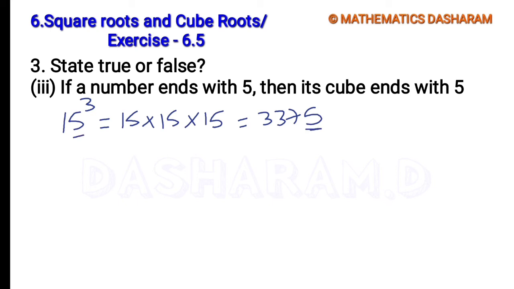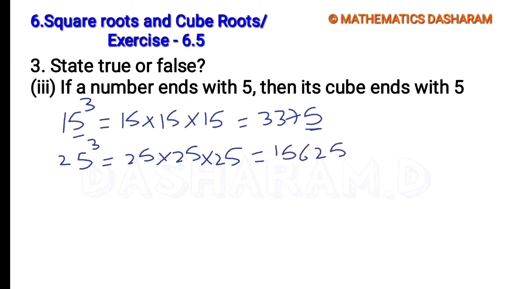Next, let's verify one more number. 25 is a number with unit place 5. So let's find its cube. 25 into 25 into 25. 25 25s are 625. 625 into 25 is 15,625. So here also the answer ends with 5 only. So we can continue this process. From the above two cases we can say that the given statement is a true statement.